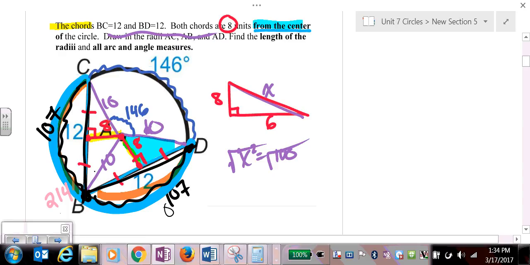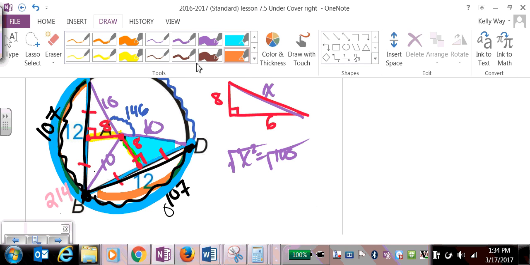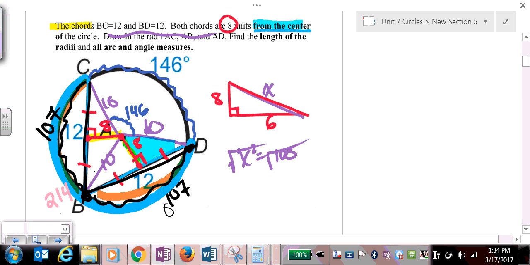Okay, guys, you do your own math. Find every possible angle. I'll show you the answer in about 30 seconds. See if you can do this on your own.